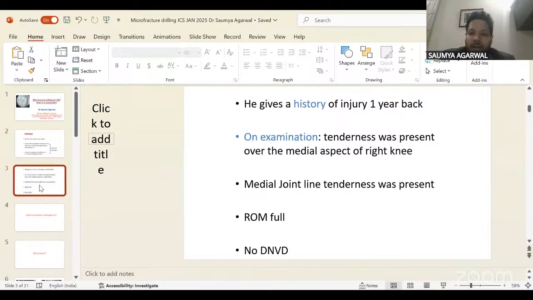Then he also gives a history of injury 1 year back while he was playing soccer. On examination, the tenderness was present over the medial aspect of the right knee. There was medial joint line tenderness, but the range of movement was full and it was mild terminally painful. There was no distal neurovascular deficit. First, he was given conservative treatment and some NSAIDs, but he didn't get relieved. So the conservative management failed.